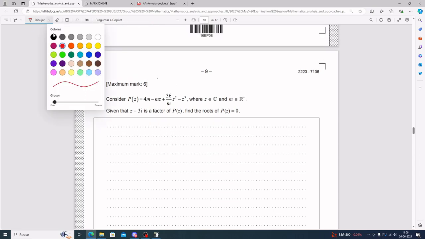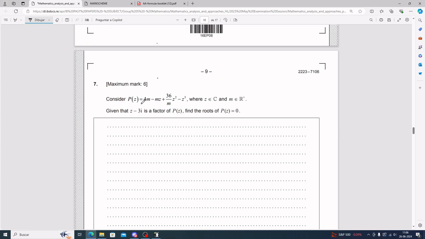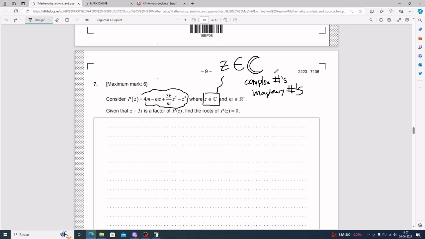On the one hand, they tell us to consider this function equaling this nasty thing over here. We have that z, that symbol and the big C. So what this is telling you is that z pertains or is part of this subset of numbers that are complex. So all your z variables are part of complex numbers, and complex numbers, you guys, is the same as if we were talking about imaginary numbers. And so all your values of z are your imaginary parts of your polynomial.